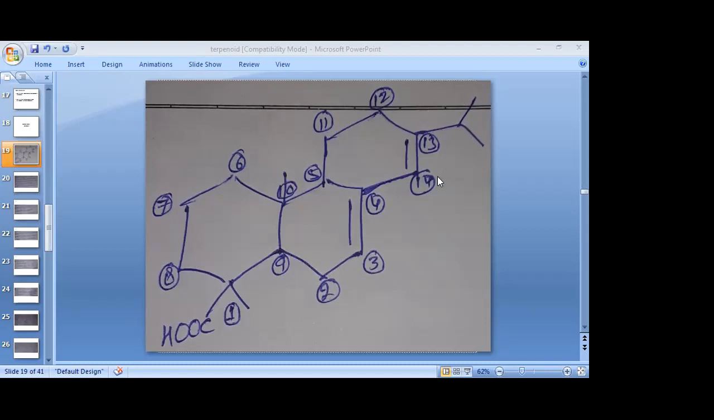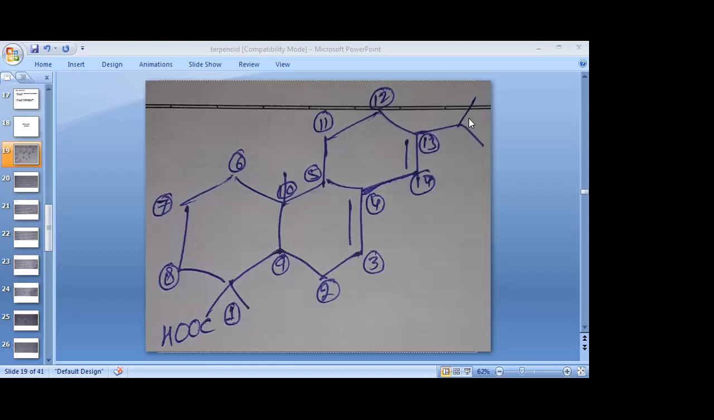So this is the basic structure of abietic acid, with 3 rings, so it is called a tricyclic compound. Second important thing is the COOH group, which means it is a carboxylic acid. Next important point, you can see an angular methyl group at carbon 10, and the other methyl group at the first position.